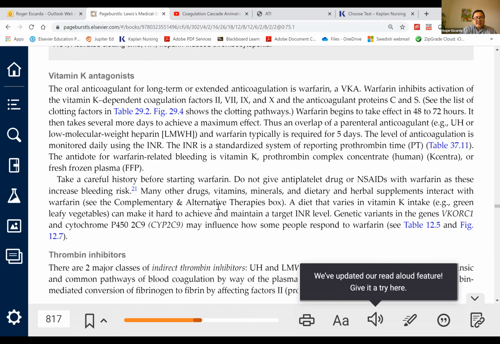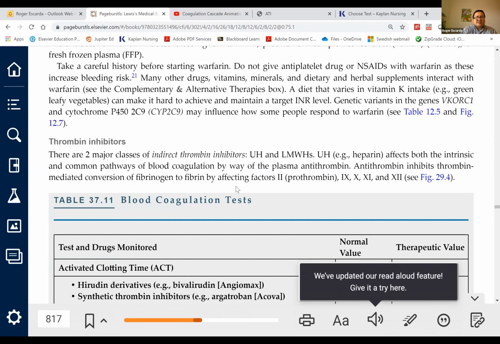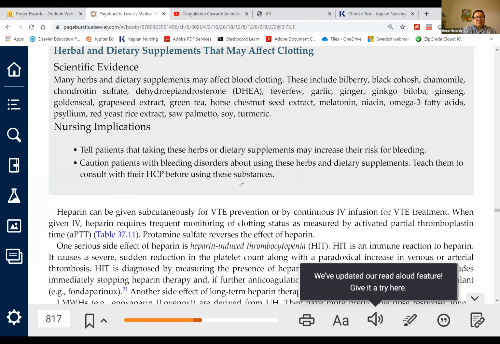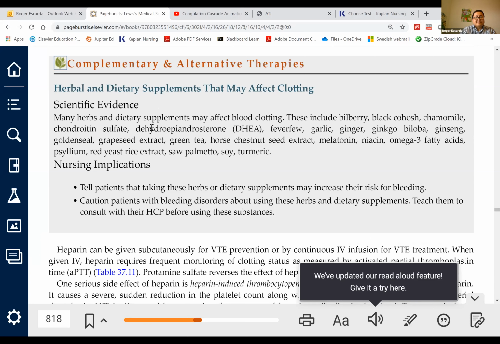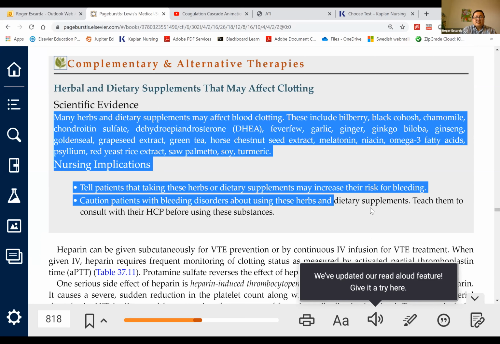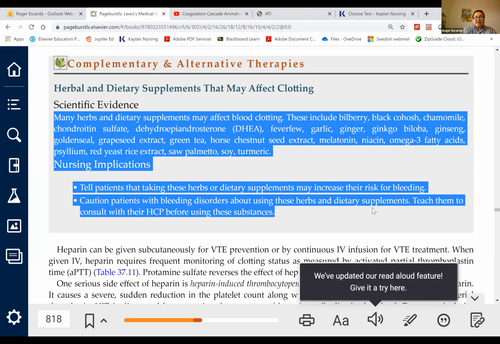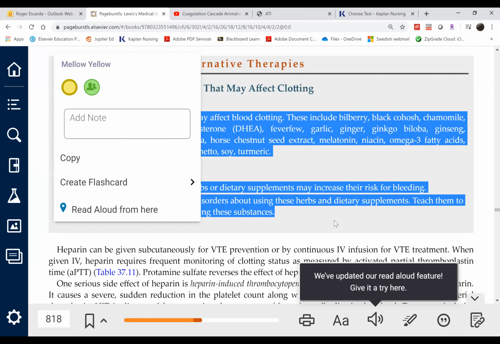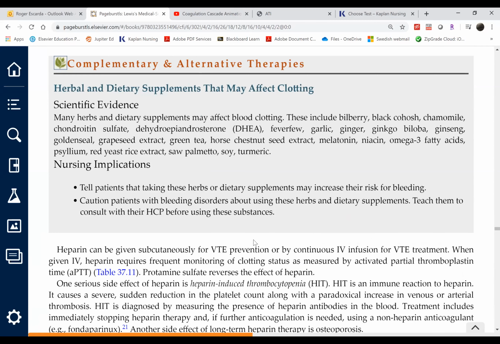And it's referring us to a complementary and alternative therapy box, which is right here. So all the things that Smiley mentioned are here under herbal and dietary supplements that may affect clotting. Green tea. Any other question? Thank you for that, Mr. Smiley.